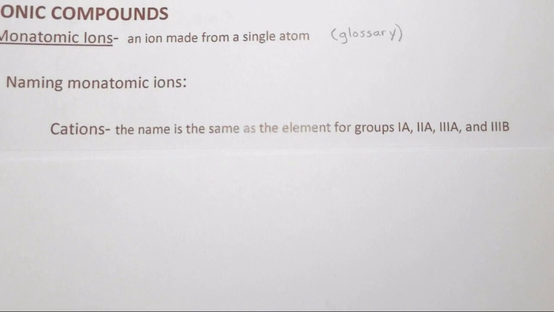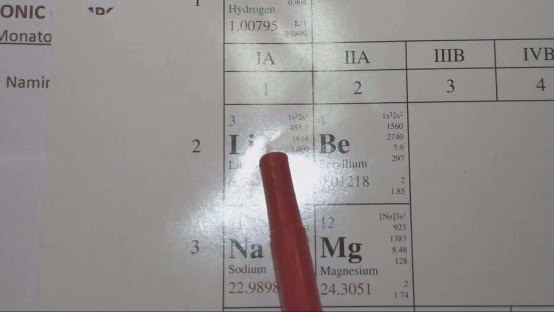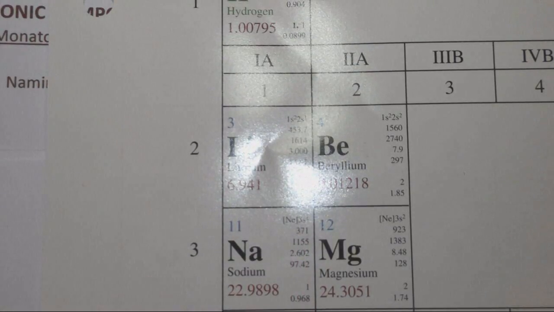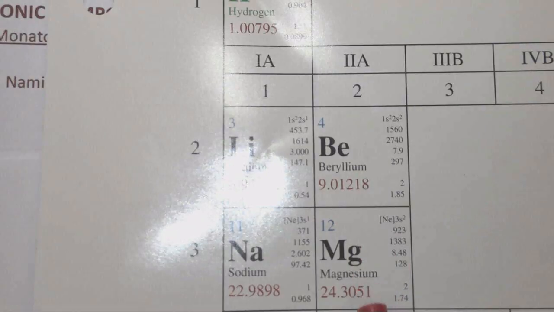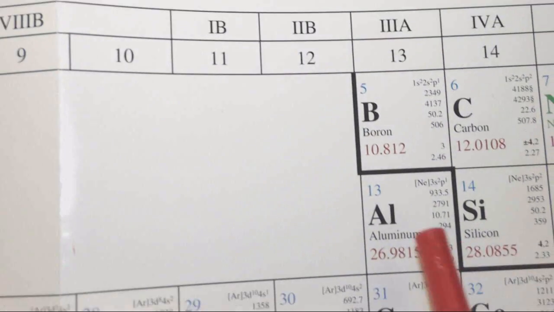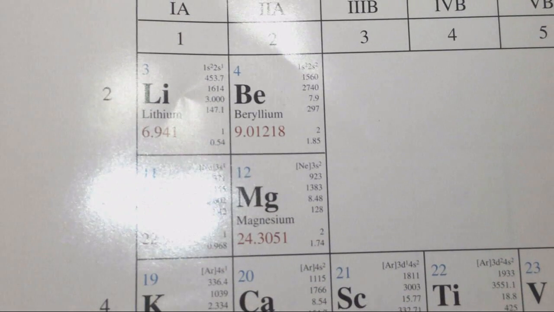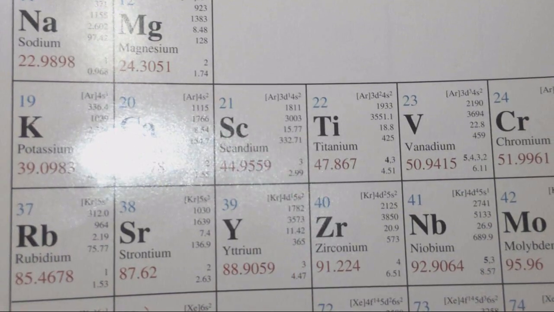for groups 1A, 2A, 3A, and 3B. And if we look at our periodic table, group 1A, okay, that's the alkali metals. 2A is your alkaline earth metals. 3A, we come over to here, that's this group with aluminum. And 3B, that is the first group here in the transition elements.